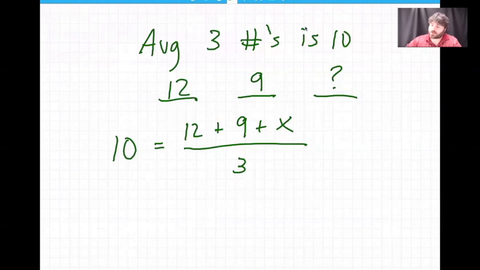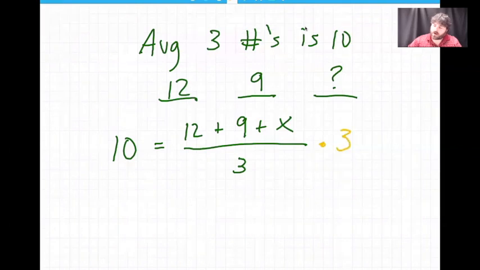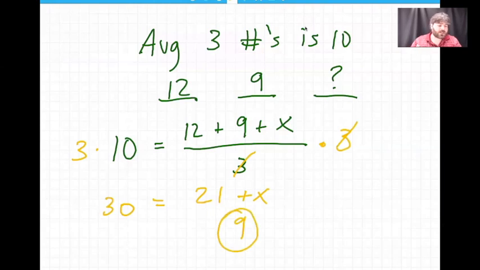So how do you solve for X? Well, you multiply both sides by 3, okay, to get rid of the 3 in the bottom there. That leaves us with 30 equals 12 plus 9 is 21 plus X. We solve for X, we realize that X has to be 9. Okay, so you can set up that equation and then solve that equation. That's one way to do it.